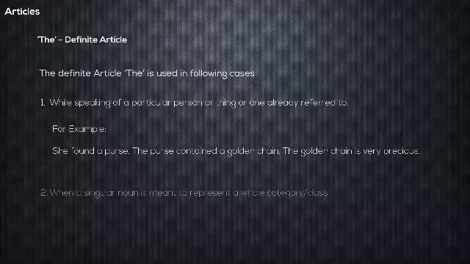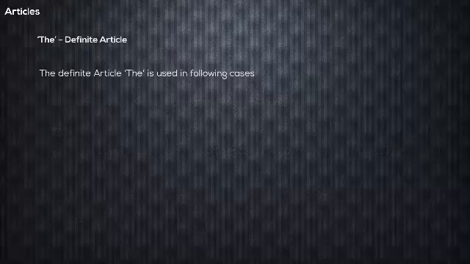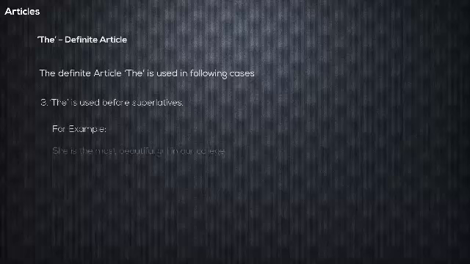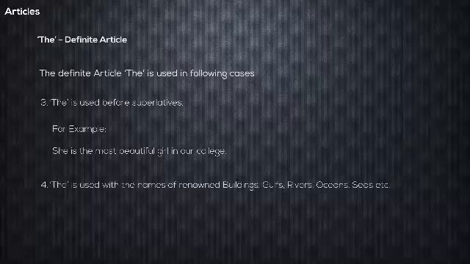Second, when a singular noun is meant to represent a whole category or class. For example, the dog is a faithful animal. Third, the is used before superlatives. For example, she is the most beautiful girl in our college. Fourth, the is used with the names of renowned buildings, gulfs, rivers, oceans, seas, etc.